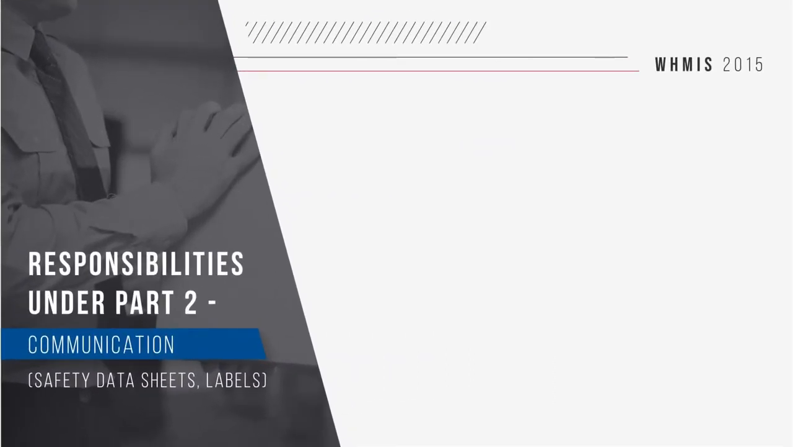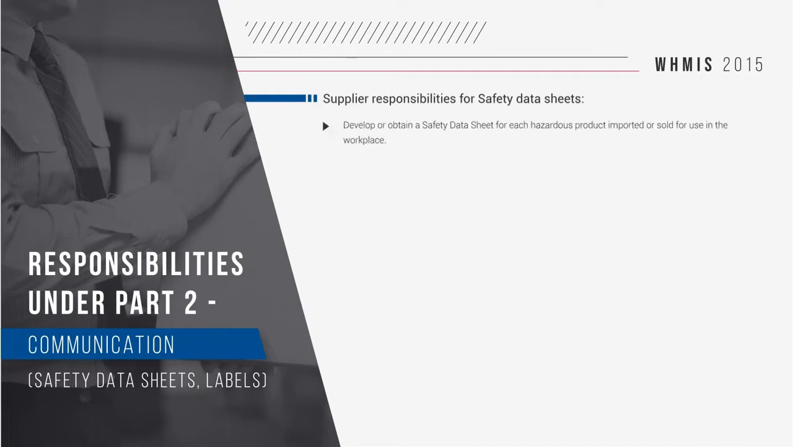Responsibilities under Part 2. Communication. The supplier has responsibilities for safety data sheets. The supplier must develop or obtain a safety data sheet for each hazardous product imported or sold for use in the workplace. They must provide a copy to the purchaser on or before the date of sale, make safety data sheets available in both English and French, and ensure that the content is current.